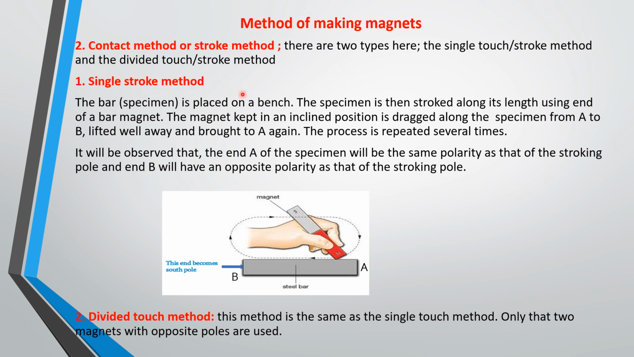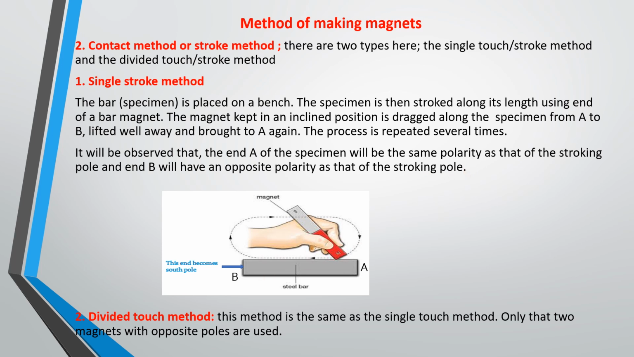So for the single stroke, the bar or the specimen that you want to magnetize is placed on a bench. So assuming this is the specimen that you want to magnetize, the specimen is stroked along its length using one end of a bar magnet. The magnet kept in an inclined position is dragged along the specimen from A to B, lifted well away and brought to A again. The process is repeated several times. It will be observed that the end A of the specimen will have the same polarity as that of the stroking pole, and end B will have the opposite polarity to that of the stroking pole.